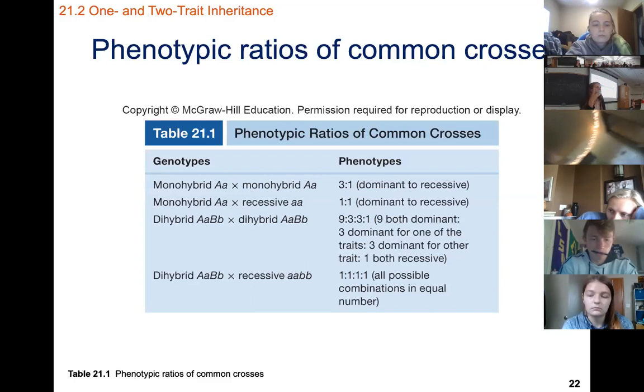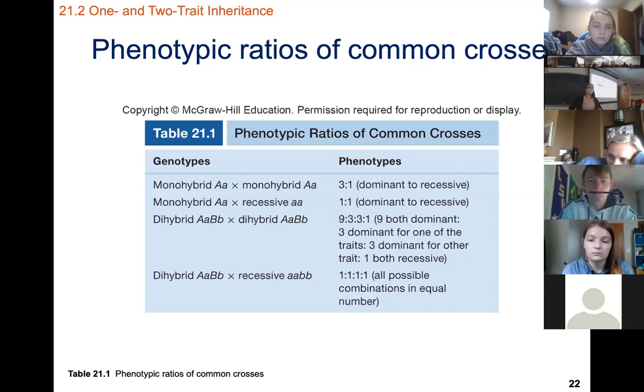So if you're into understanding patterns and not doing the Punnett square, this can help you. But if that's taking it two steps forward, don't worry about this slide. All you really need to do is be able to write down a Punnett square, fill in the blanks, and tell me the ratio. But if you're thinking, that's so many steps, worry about these patterns in table 21.1.